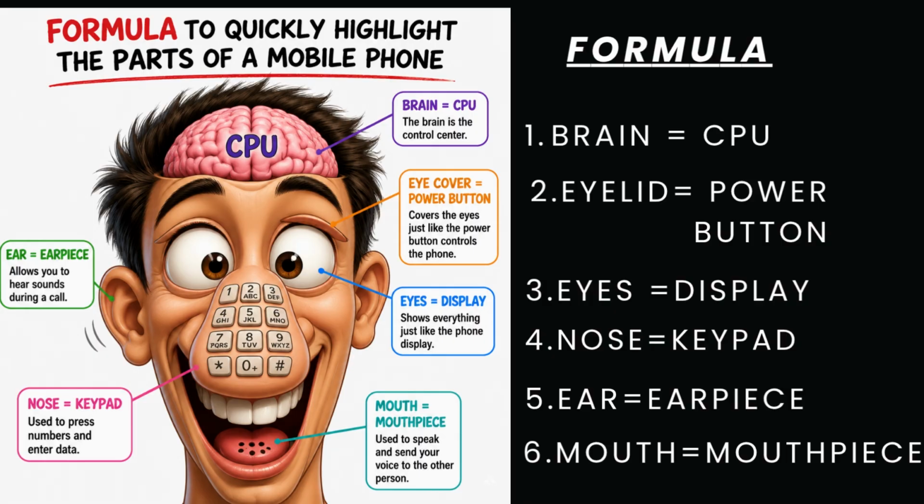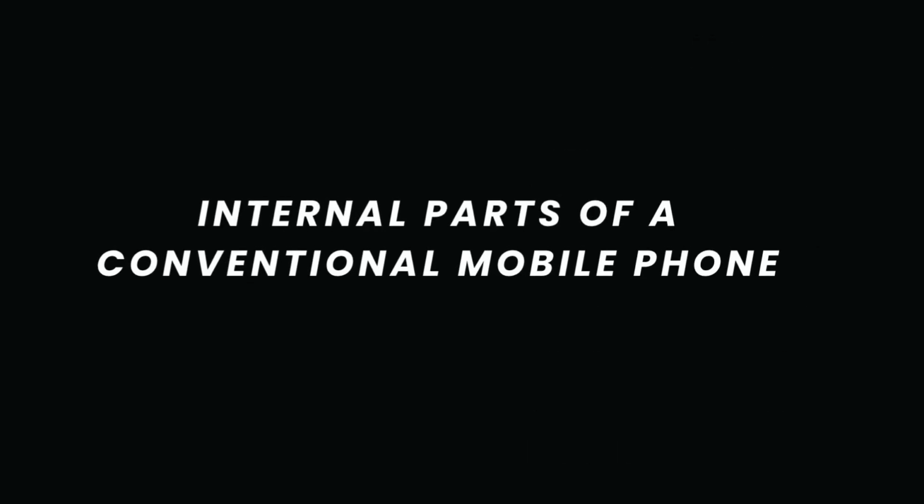a conventional mobile phone. This simple formula will make it much easier to identify these parts whenever you're repairing a mobile phone. Keep practicing this memory trick until it becomes second nature. Now, let's move on to the next part of our lesson. Formula to remember the internal parts of a conventional mobile phone.